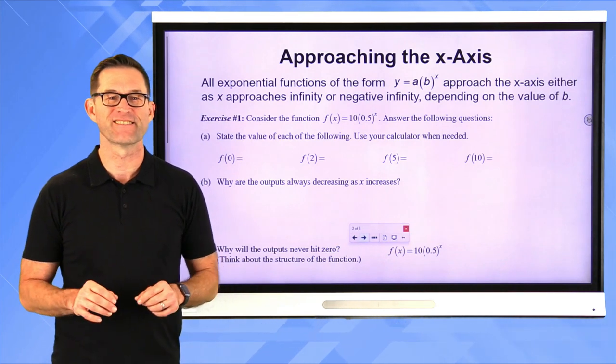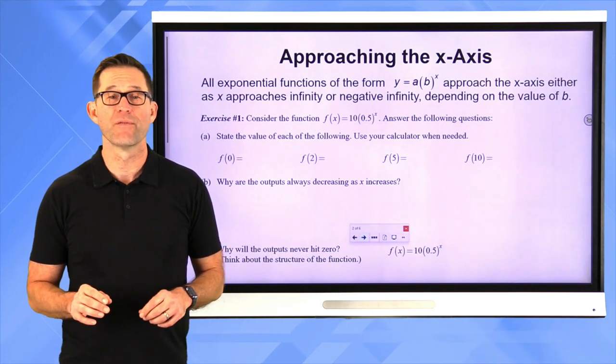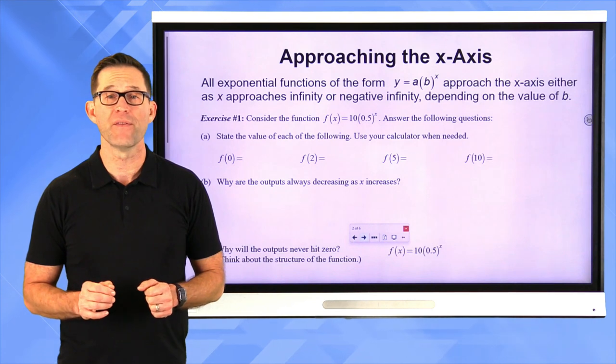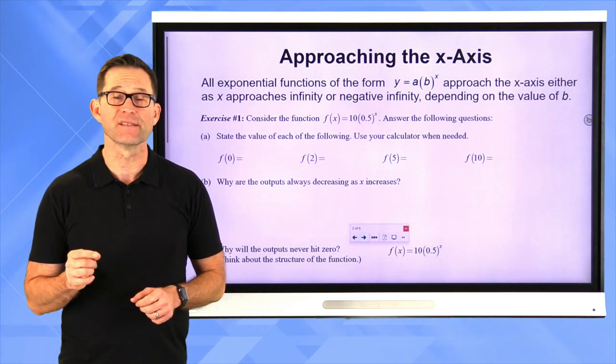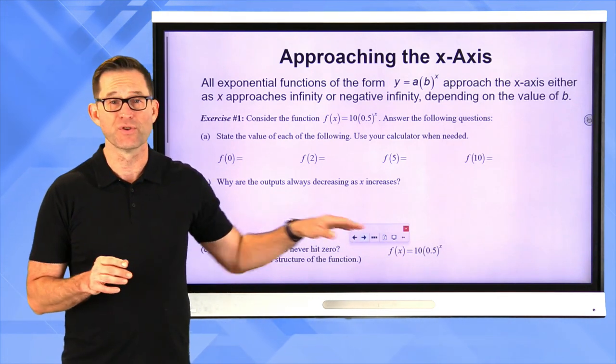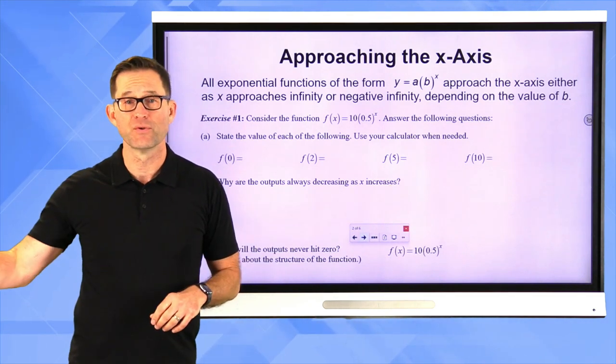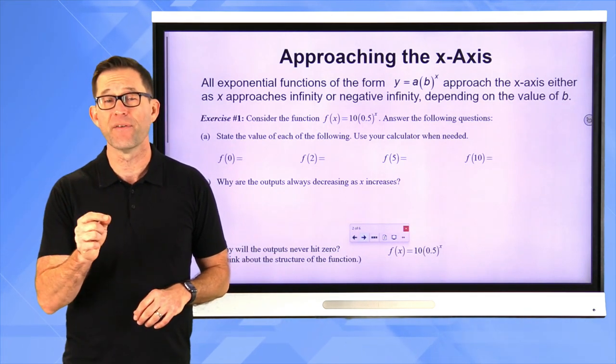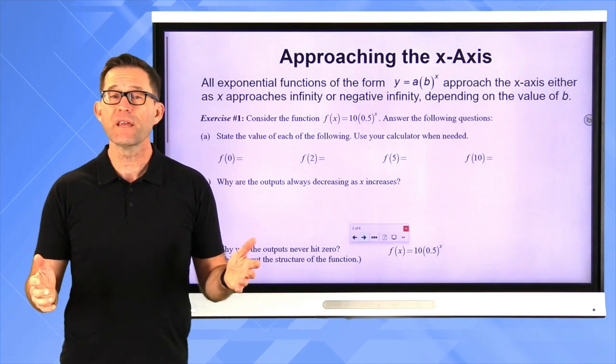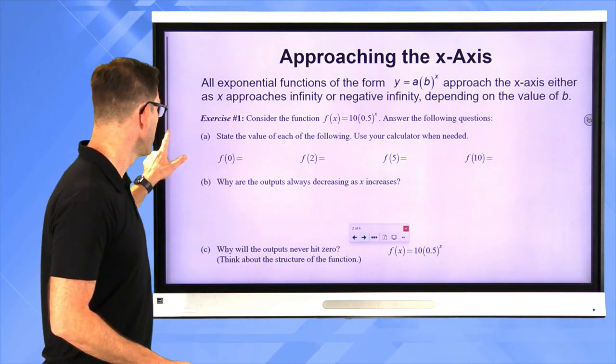Approaching the x-axis. All exponential functions of the form y equals a times b to the x approach the x-axis either as x approaches infinity or as x approaches negative infinity, depending on the value of b, of course. Let's take a look at this in exercise number one.